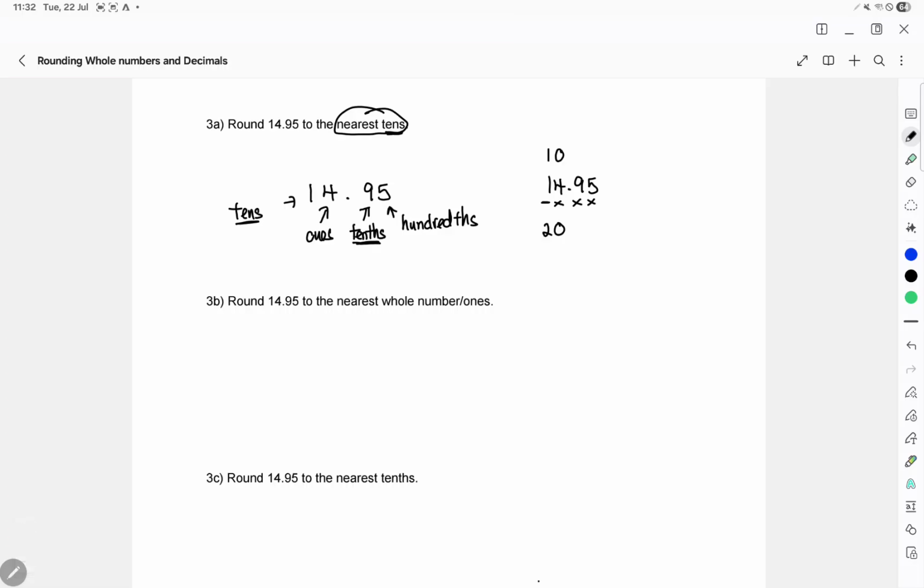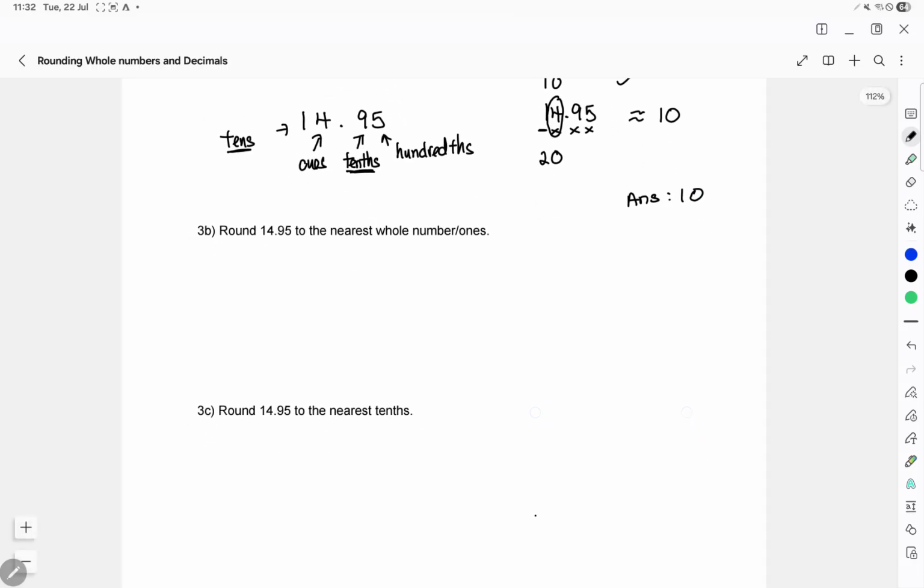So we have to determine whether this number is closer to 1 ten, which is 10, or 2 tens, which is 20. Since the number beside it, the ones place, is 4, it is closer to 10. Therefore, the answer will be 10.